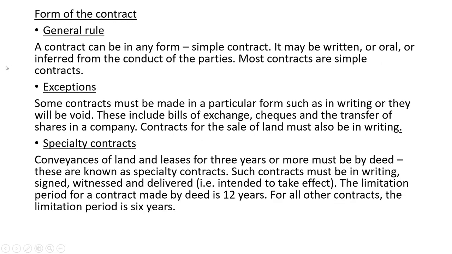Form of the contract: as a general rule, a contract can be in any form, written form, oral form, or by conduct. Normally simple contracts can be in written form, can be in oral form, or can be by the conduct of the parties. What does by conduct mean? For example, if you tell the other party that if you are at the office at 8 a.m. the next day, it means that you have become my employee and you have accepted the offer.